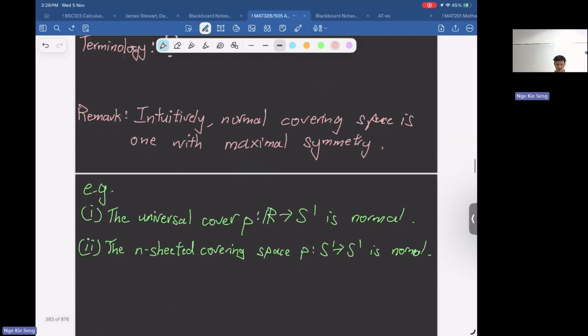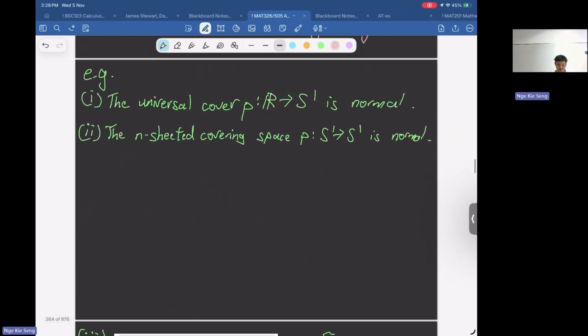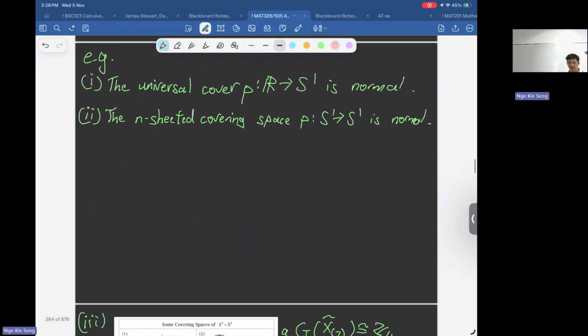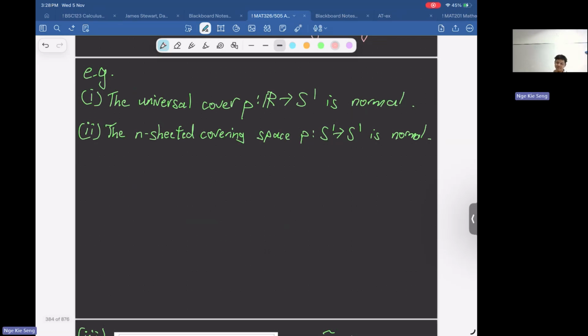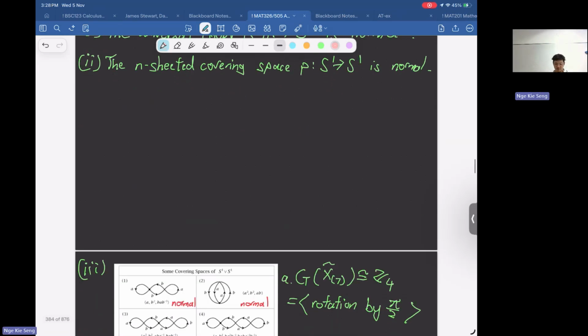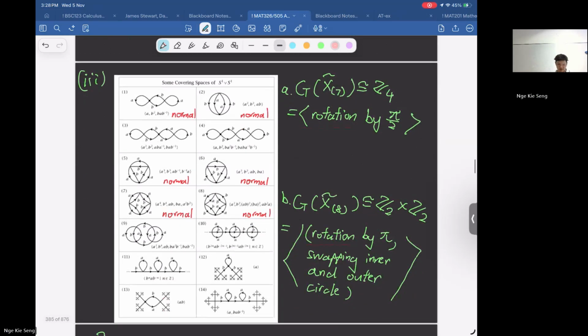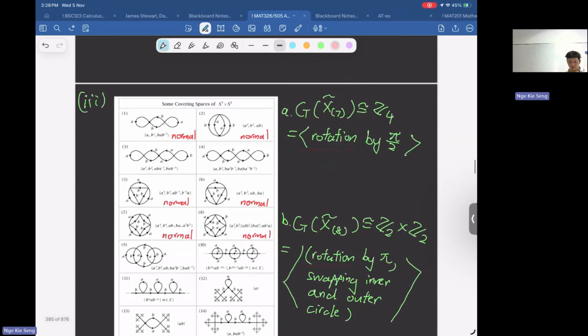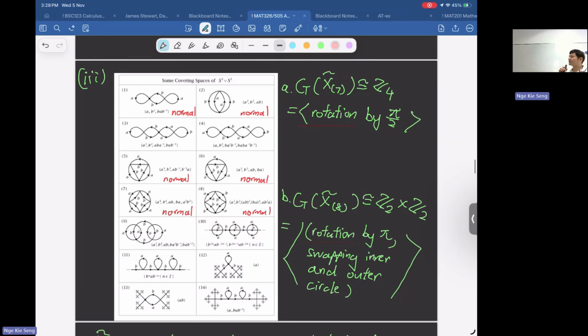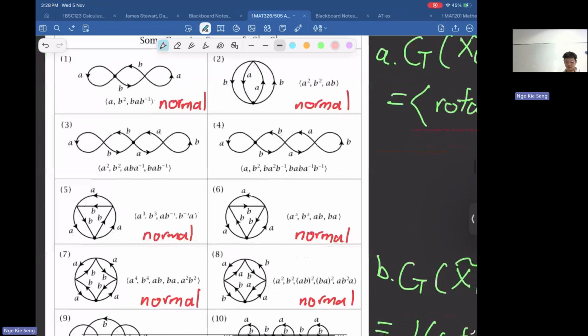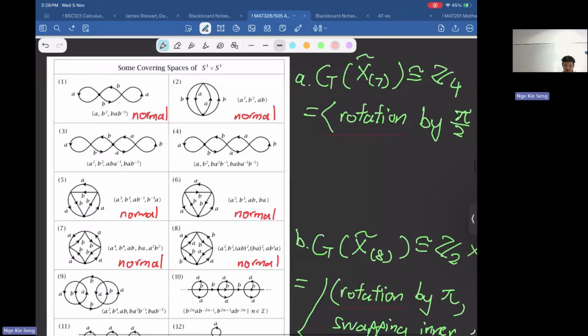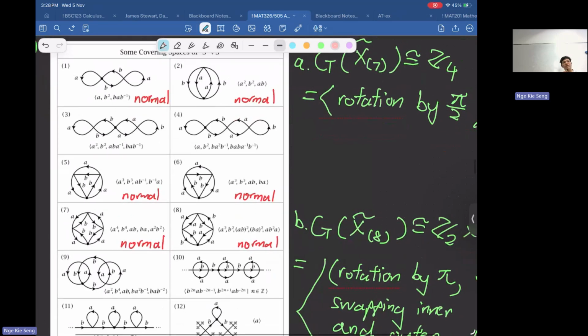So actually you can check what is normal and what is not normal here. For example, the universal cover is normal, and the n-sheeted covering space is also normal. That's how we get examples of normal. So out of these covering spaces, I have identified that 1, 2, 5, 6, 7, 8 are normal.